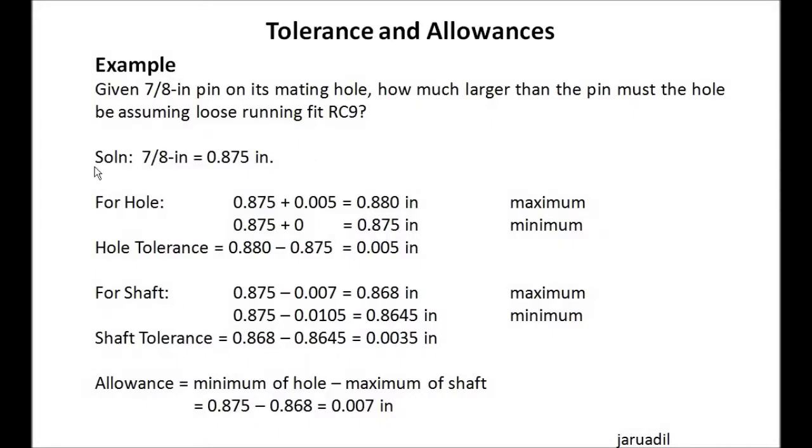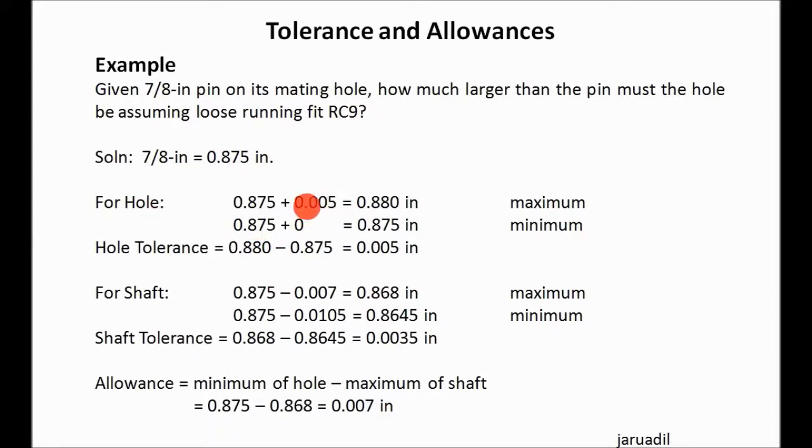Example, given 7/8 inch pin on its mating hole. So, may given siya, meron tayong na-compute na dimension. Yung pin dimension is 7/8 inches on its mating hole. Pag sinabi mong mating hole, yung kapares niyang butas. So, how much larger than the pin must the hole be, assuming loose running fit RC9? So, ang solusyon niyan, convert muna natin yung 7/8 inch to decimal form, 0.875 yan. So for hole, mayroon tayong 0.005.